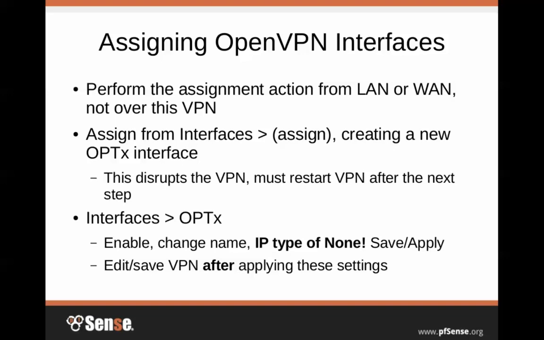And then after you've done that, go back to VPN, OpenVPN, find your VPN instance in the server or client tab and edit that and save it, which will completely reapply the settings for the VPN and bring the communication back up.